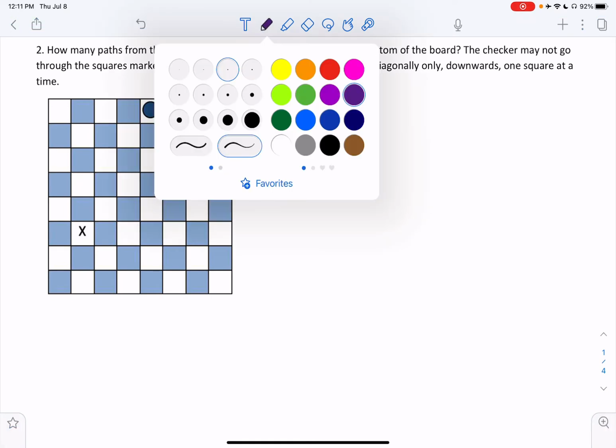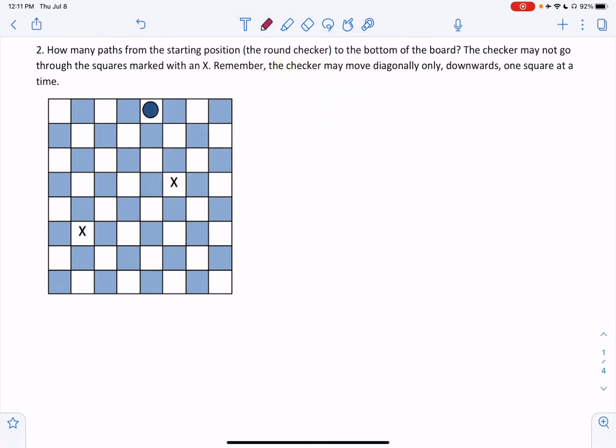So let's start in the same way we did before. There's only one way to get to our starting spot. We just put our checker there. So only one way to do that. Then from here, I can move in a downward diagonal motion. So I can go this way or this way. And I'm just doing the exact same thing I did last time.